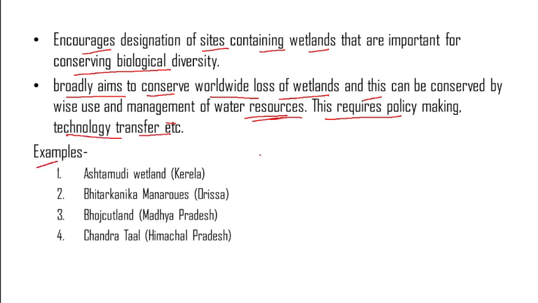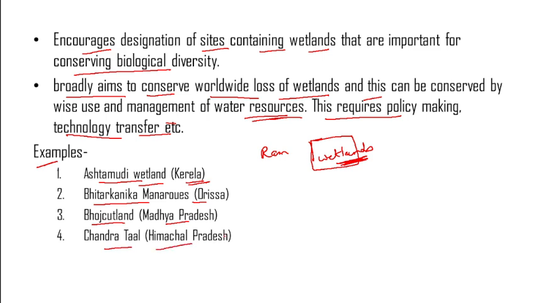Examples. So basically, what are Ramsar sites? They are certain areas which need to be protected, and these areas are basically wetlands, where a lot of moisture, a lot of water is found on earth. Ashtamudi wetland is present in Kerala, Bhitarkanika Mangroves in Orissa, Bhoj Wetland in Madhya Pradesh, and Chandratal in Himachal Pradesh. These are some examples of the wetlands which have been identified as Ramsar sites.